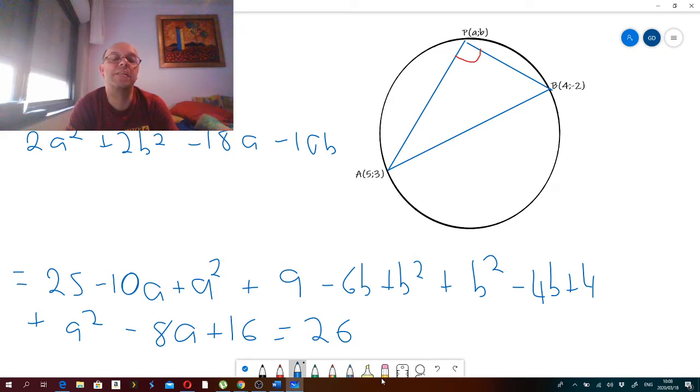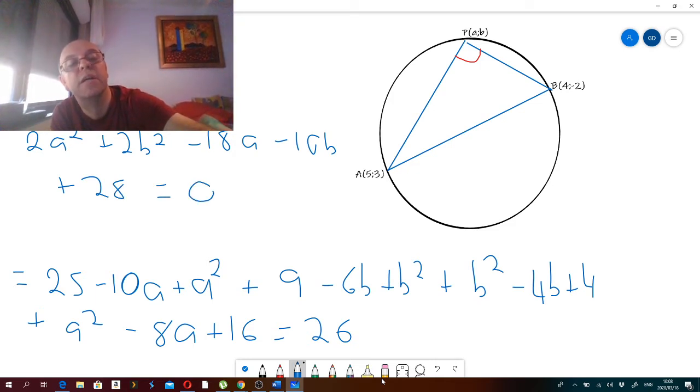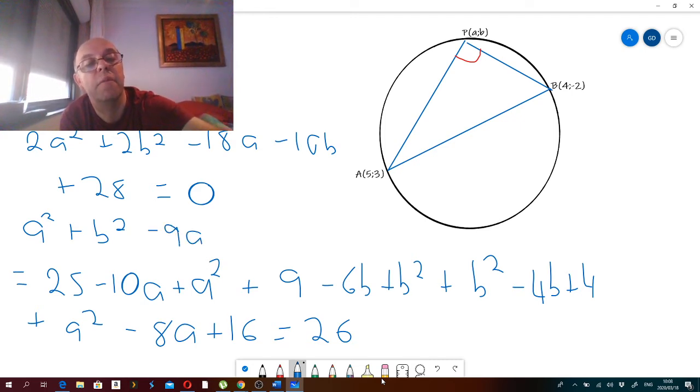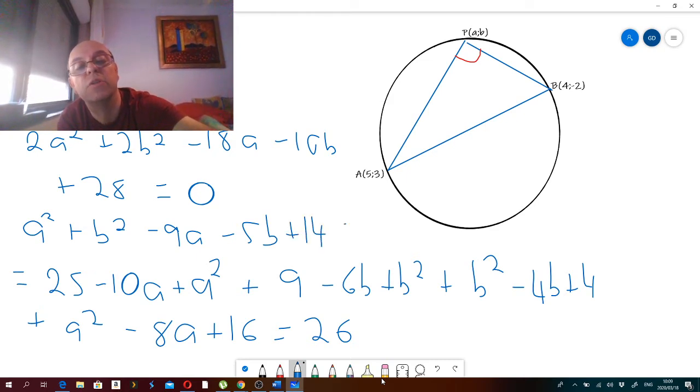So 54 minus the 26 will make it all equal to 0, you see. 54 minus 26 is 28, so we put plus 28, and that all equals 0. Since everything can be factorized with a 2 out, we can take it out, saying a squared plus b squared minus 9a minus 5b plus 14 is equal to 0.